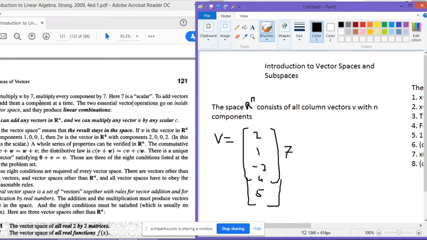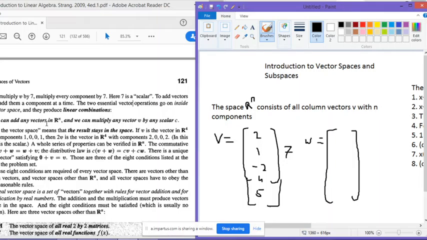To add vectors in R power 5, we add them a component at a time. For example, we have one more vector, say w, again having five components. If you are adding v plus w, the two vectors are added component by component all together at one time.